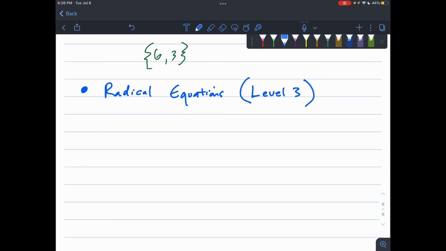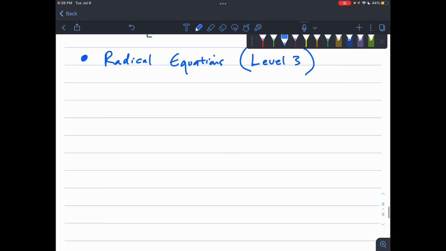Okay, last radical equations level that we'll look at. I'm going to go ahead and leave off level 4. Radical equations level 3, we've got square root of x minus 1 equals the square root of 5. Actually, let's go back. Square root of x plus 1 equals the square root of x plus 7.